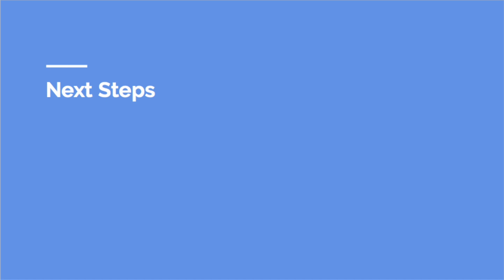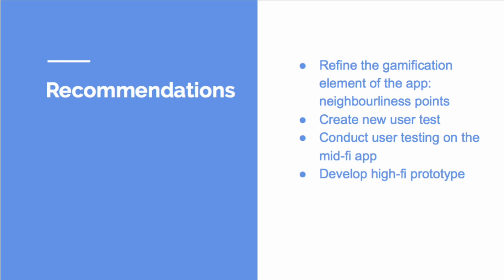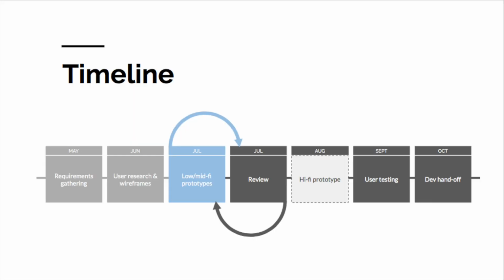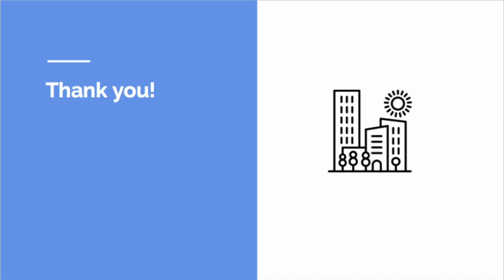In terms of the next steps, we have a timeline and we have 4 main areas to focus on, which include refining the gamification element, so the neighbourliness points, creating a new user test, conducting more user testing for the mid-fi prototype, and then going into the hi-fi development. Here's a brief overview of that timeline. And so we're aiming to complete the hi-fi and hand off to devs in October this year.